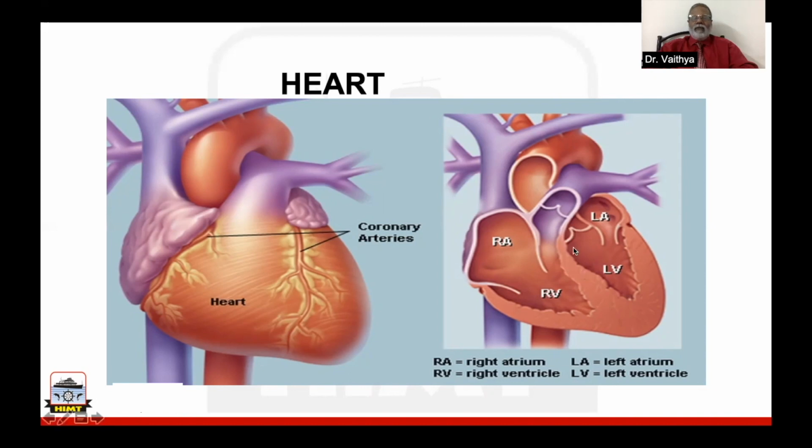So there's a wall which separates the right portion and the left portion, so that deoxygenated blood in the right half of the heart and oxygenated blood in the left half of the heart won't mix together. Okay, I'll come back to the heart after finishing the lungs.